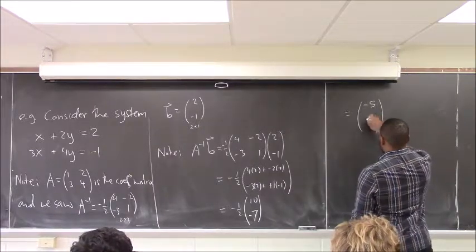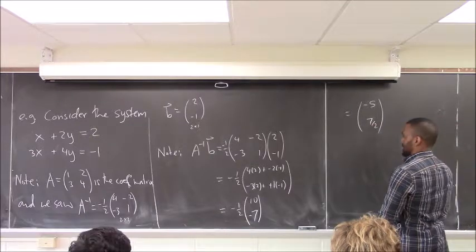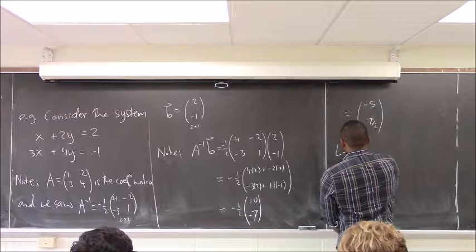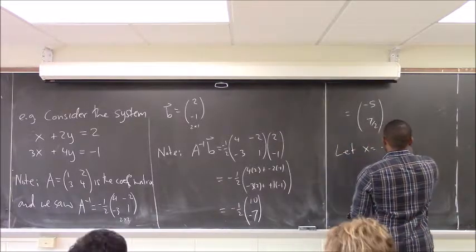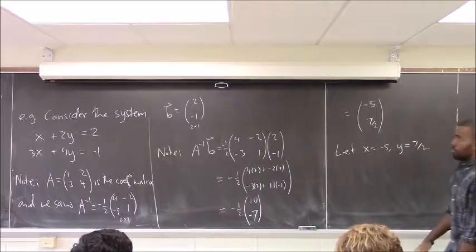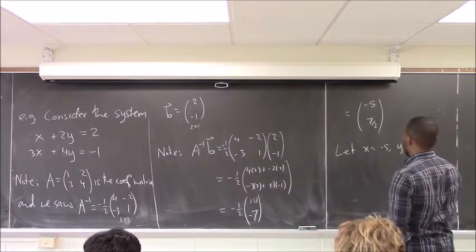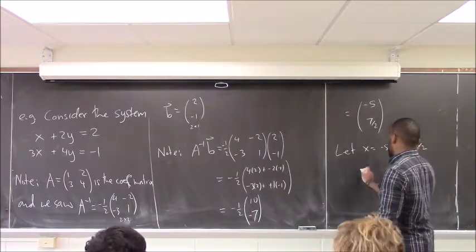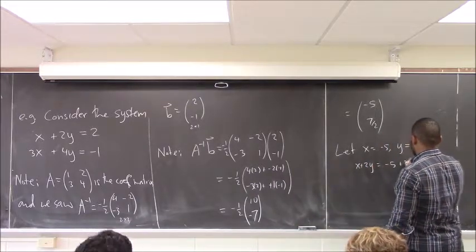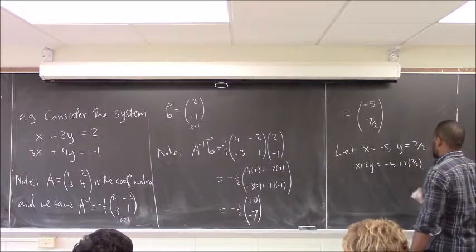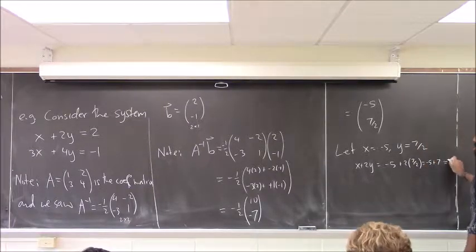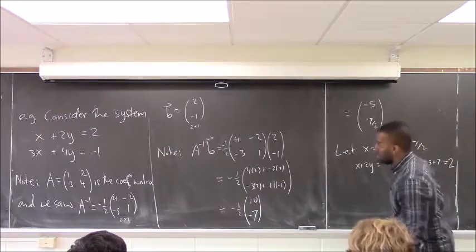Okay, so where are we? 7 over 2. Okay, so now here's what I'm saying. Let x equals minus 5 and let y equals 7 over 2. Seems like weird numbers, right? But what if I take x plus 2 times y? That's going to be minus 5 plus 2 times 7 over 2. That's going to be minus 5 plus 7. That is 2.